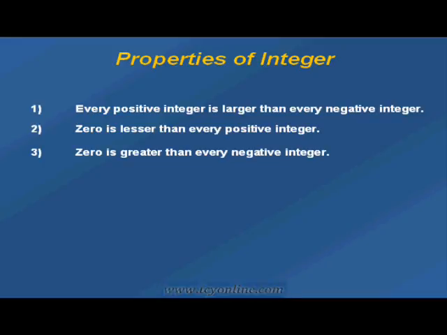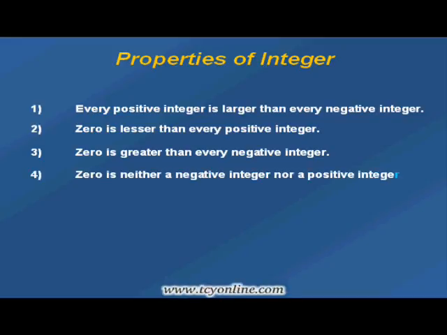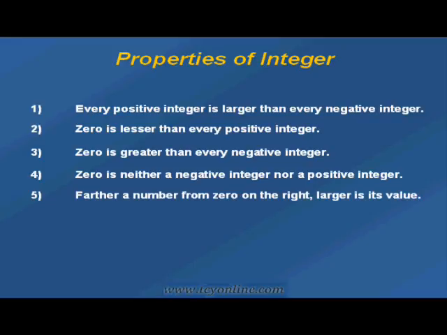It is also true that 0 is greater than every negative integer. This is described by the third property. Therefore, negative integers like negative 5 or negative 9 are lesser than 0. The fourth property states that 0 is neither a negative nor a positive integer. All other integers are either positive or negative.